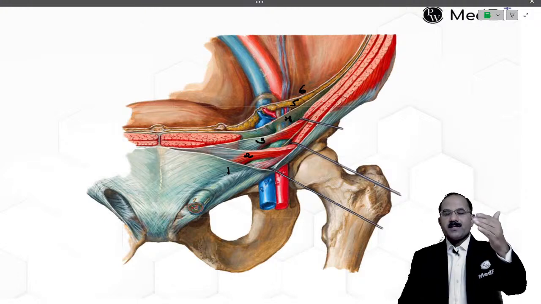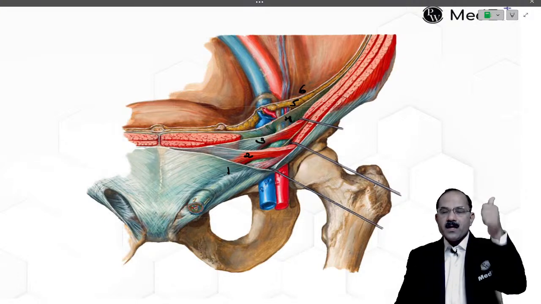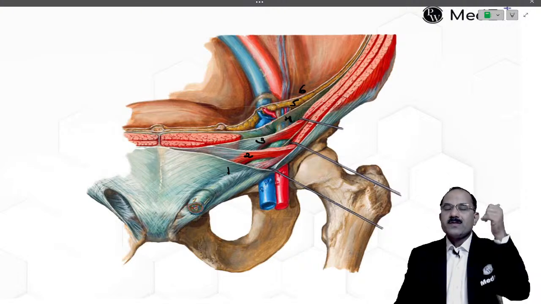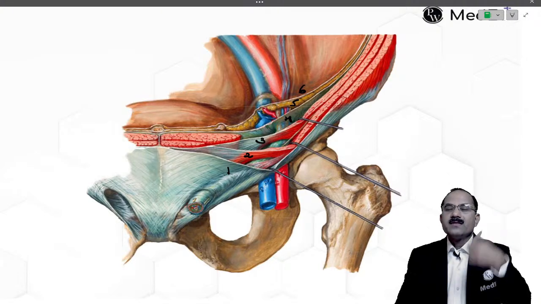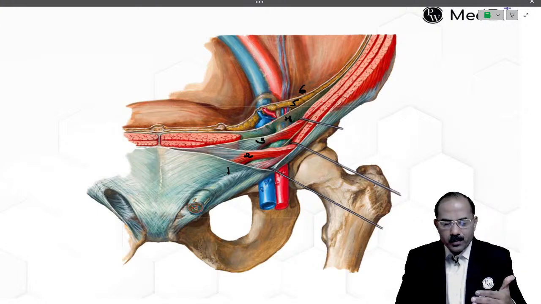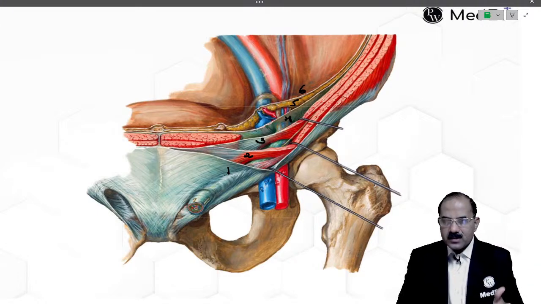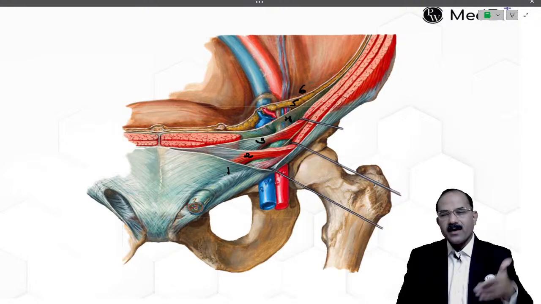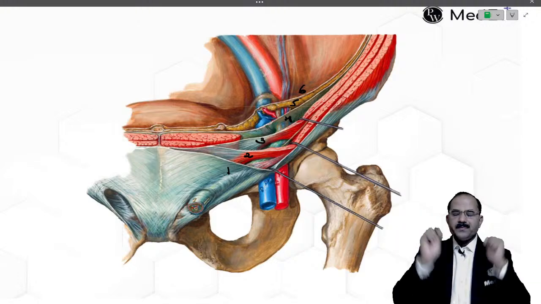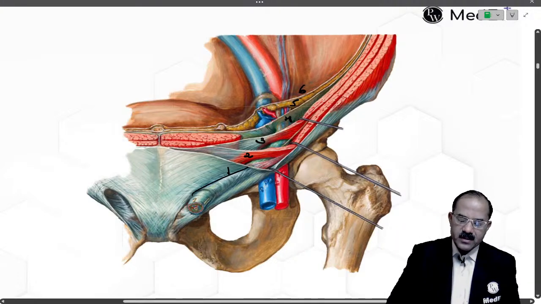So this becomes the layers of anterior abdominal wall. Skin, superficial fascia. There is no deep fascia in the abdomen. Then starts the external oblique aponeurosis, internal oblique, transverse abdominis, fascia transversalis, extraperitoneal fat, and peritoneum. Perfect.